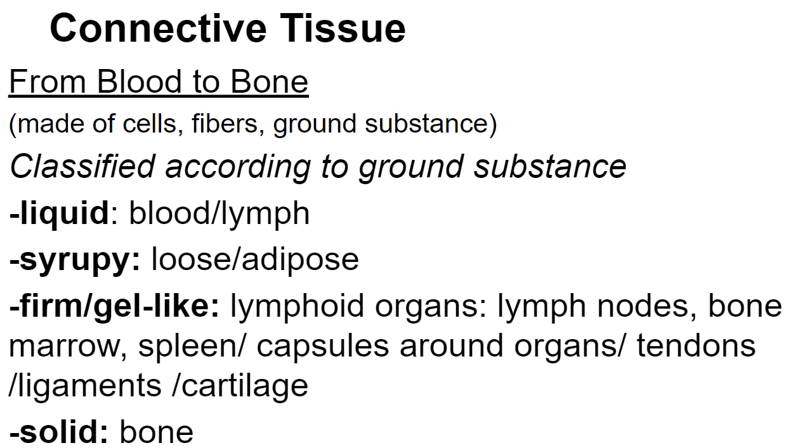So when we're talking about connective tissue, we are talking about everything from blood to bone. It's made up of cells, fibers, and ground substance. And connective tissue is classified according to the ground substance, whether it's liquid, syrupy, firm or gel-like, or if it's solid. Now, again, as we're looking at this, we are bringing up ideas like lymph and lymphoid organs. And we also have this syrupy or loose connective tissue, which is filling in spaces in between organs.